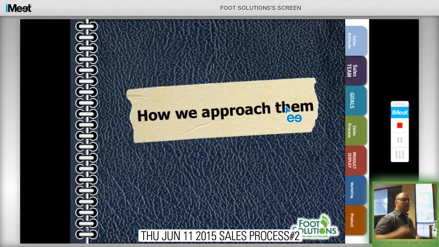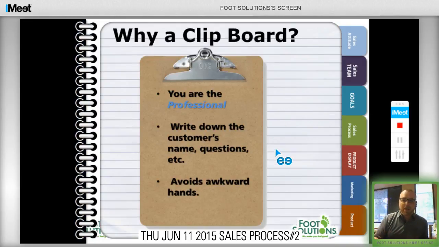You always want to be at an angle when you're approaching somebody, so it's never just squared up. Body language is very important. Now, as we approach them, I want you to have a clipboard in your hand. Why? Because professionals use clipboards. Immediately, we are establishing authority, that we know what we're doing and we know what we're talking about.